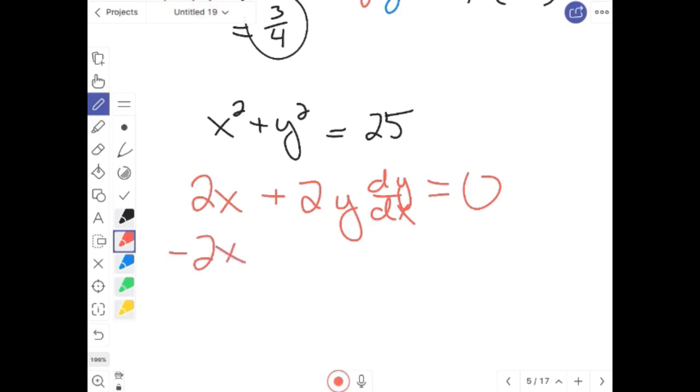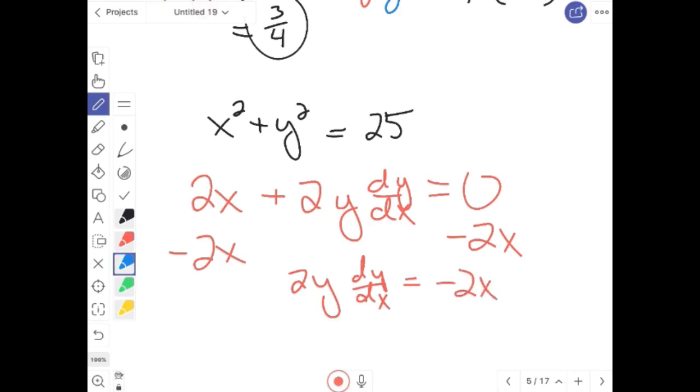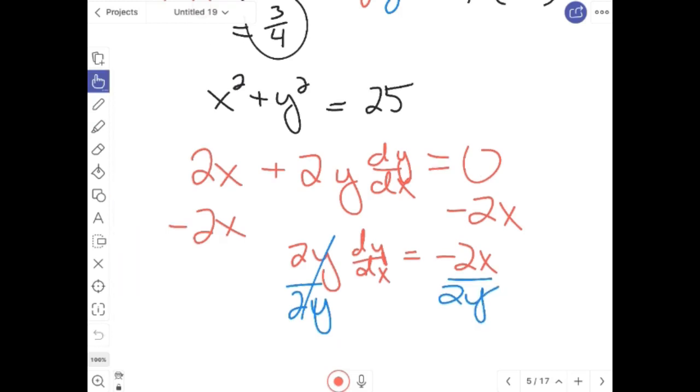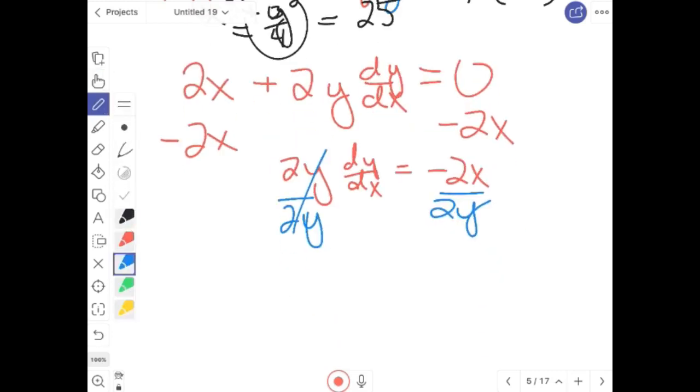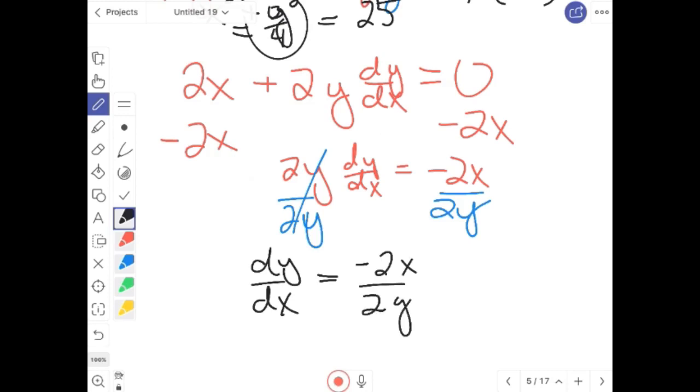Now minus 2x from both sides. So we get 2y dy dx is equal to negative 2x, divide by 2y. And for this problem, this one was even faster. So then we have dy dx equals negative 2x over 2y. So then again, that's going to be negative 6 over negative 8, which is positive 3/4.